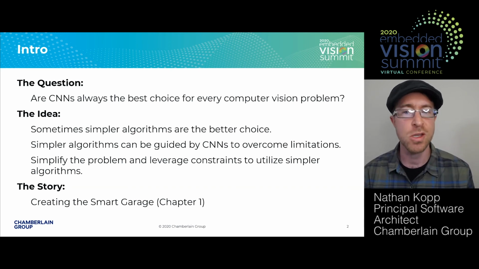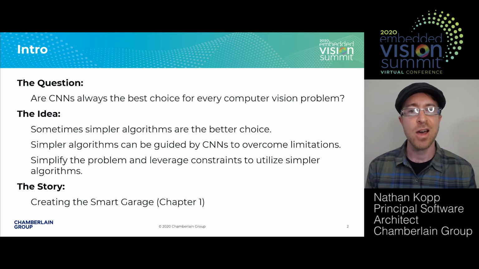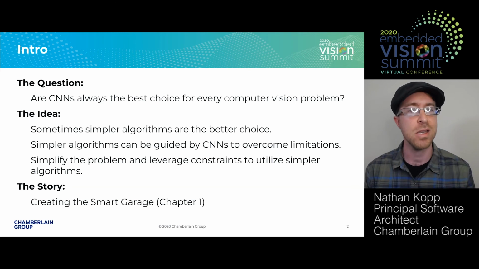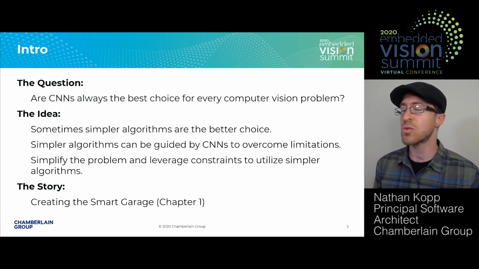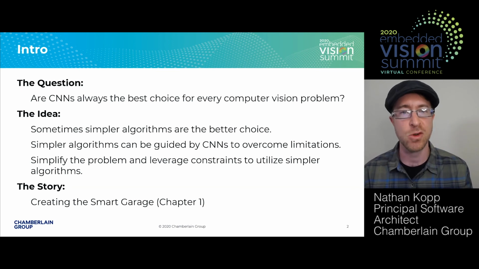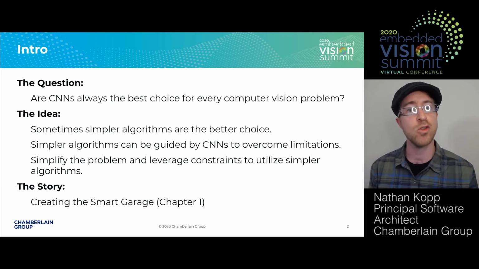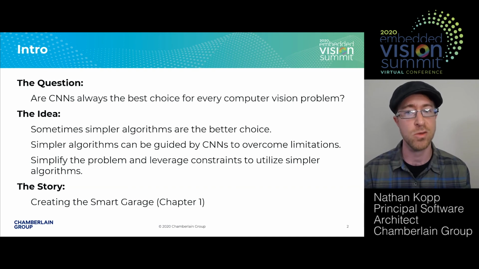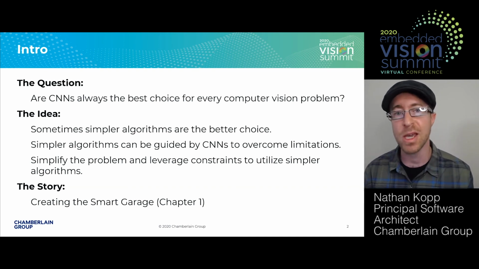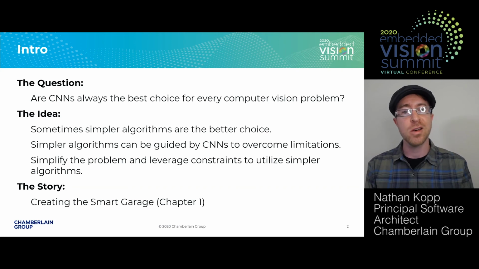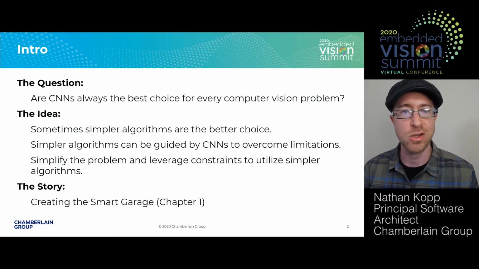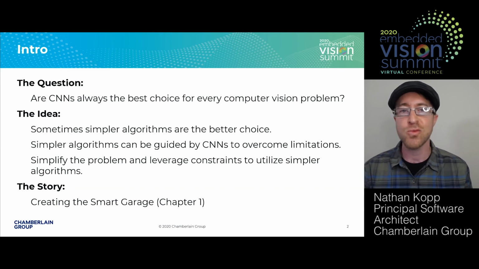And there's two other parts to this. One is that these simple algorithms can be guided by CNNs in order to overcome some of their limitations. And also that it's really important to simplify the problem first and to leverage constraints in order to be able to utilize simpler algorithms. So I'm going to try to make a case for this by telling you a little story about creating the smart garage. Now, really, this is only chapter 1 of the story. The rest is still being written.